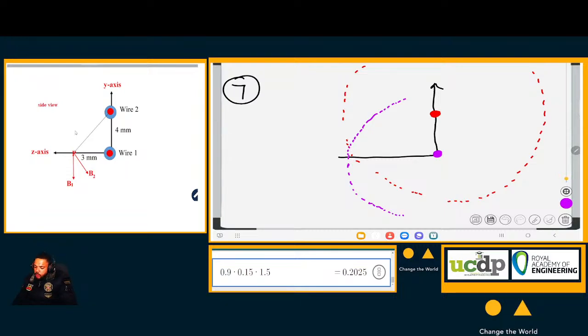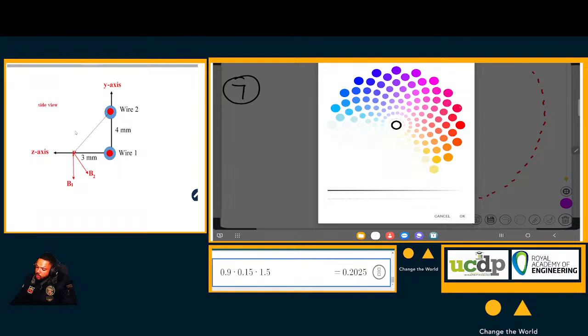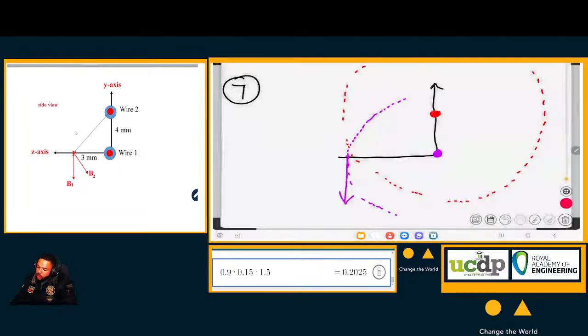So the magnetic field at this point here, due to the purple wire, wire 1, will be tangent to the field line, which in this case is downwards. So wire 1 will create a magnetic field downwards, while wire 2 will create a magnetic field tangent to it at point P, in that direction. And that is what's been drawn there.